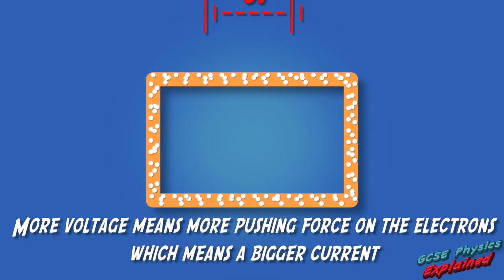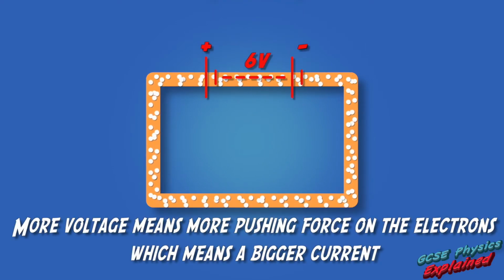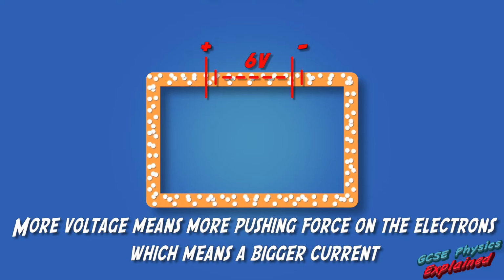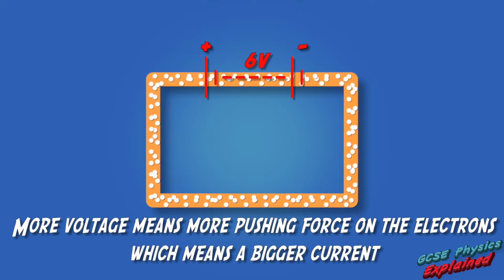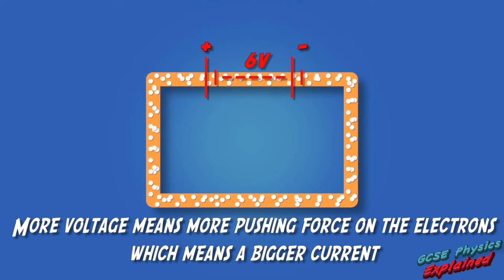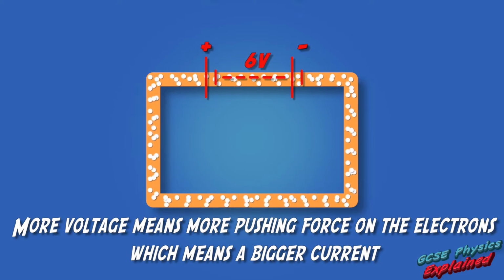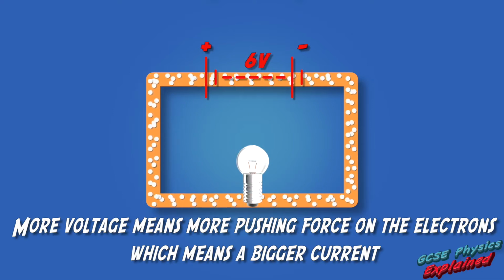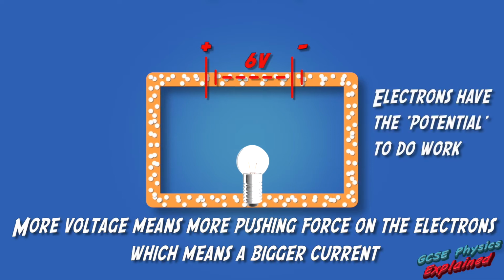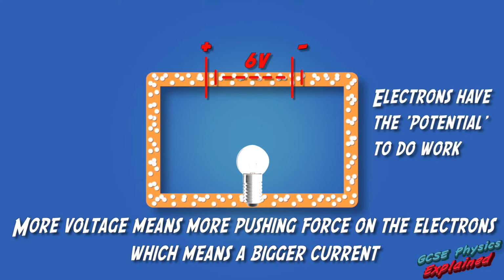More voltage means more pushing force, which means a bigger current. Potential difference, or voltage, across an electrical component is what causes a current to flow through the component. We use the word potential because the electrons have the potential to do work.